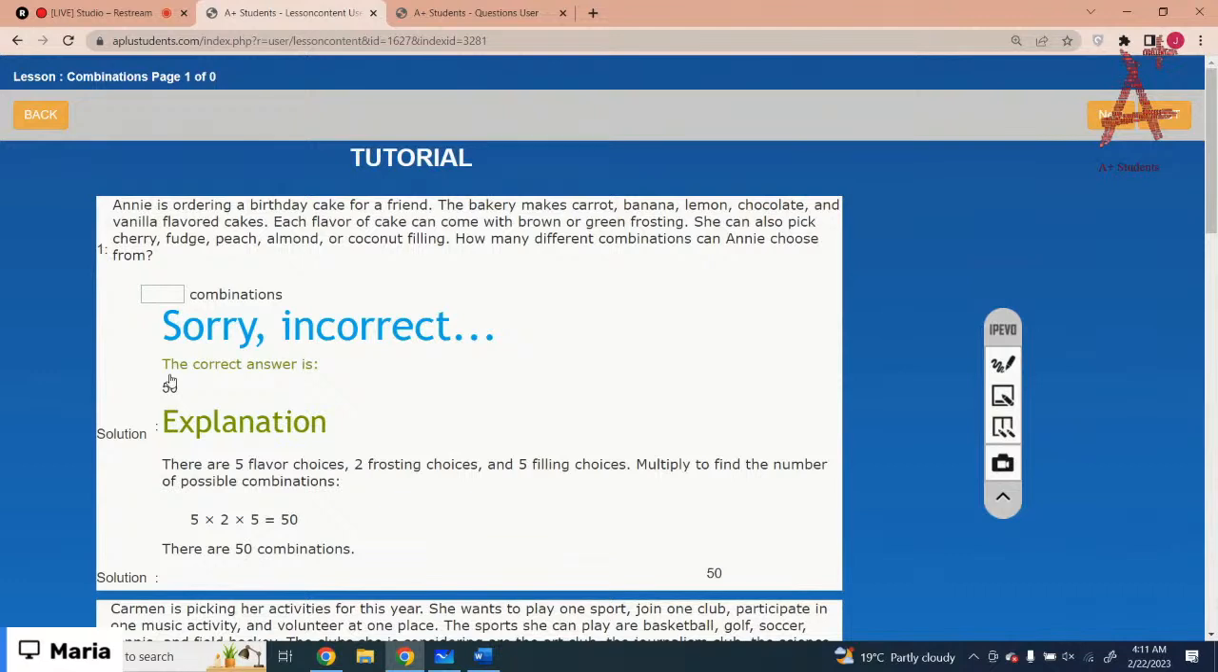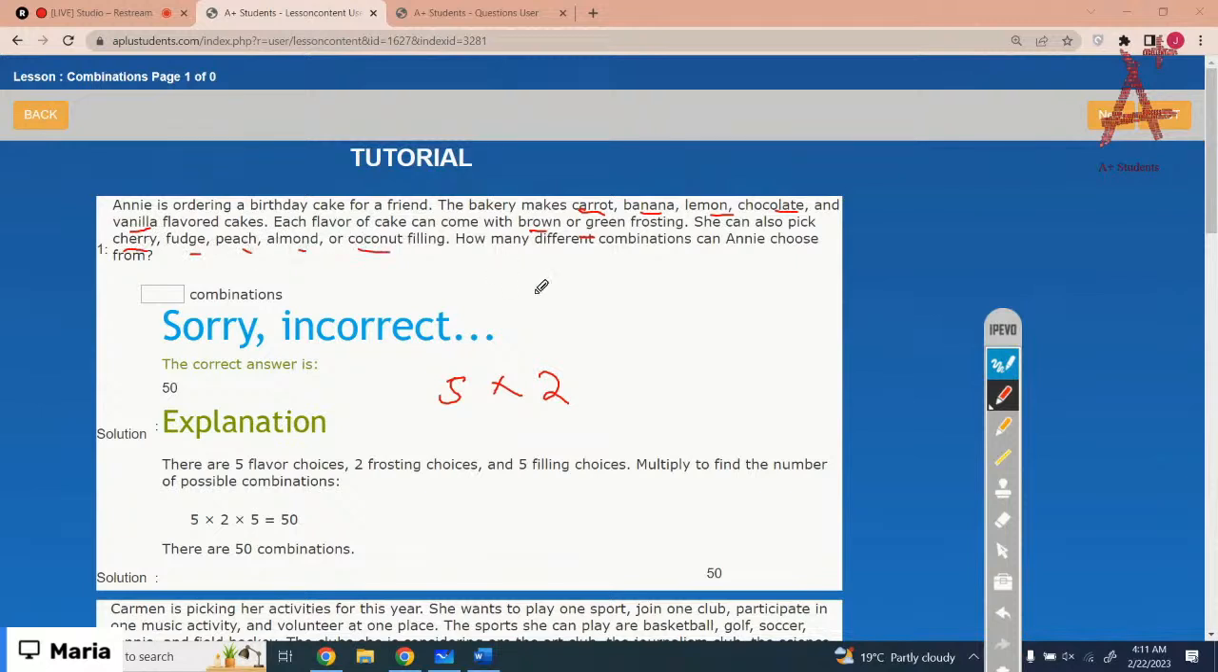So now you have to calculate the combinations. Got it? You have five different flavors. The bakery makes carrots, bananas, lemons, chocolate, and vanilla flavored cake. You have five of the flavors. Then each flavor of cake can come with two types of frosting, brown and green. And then she can pick cherry, fudge, peach, almond, and coconut. So again, you have the five filling choices.